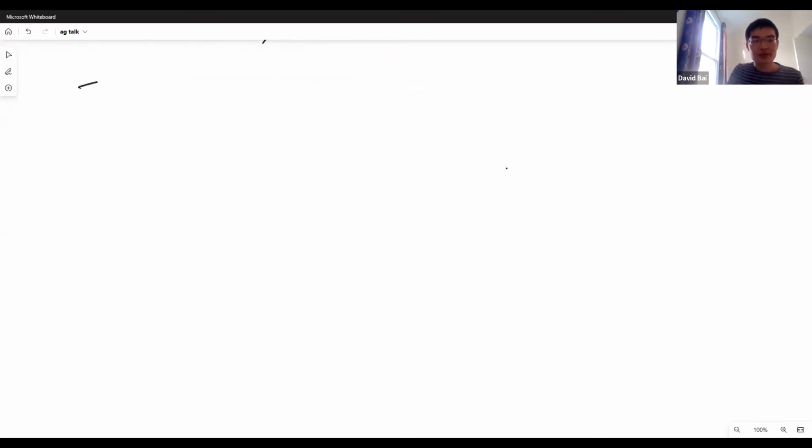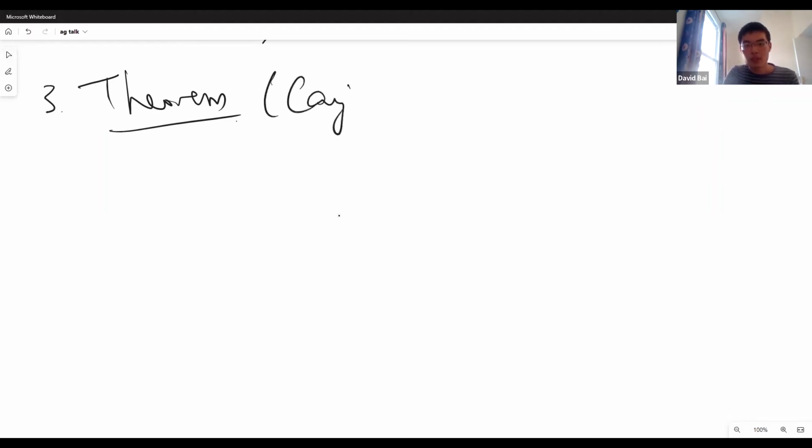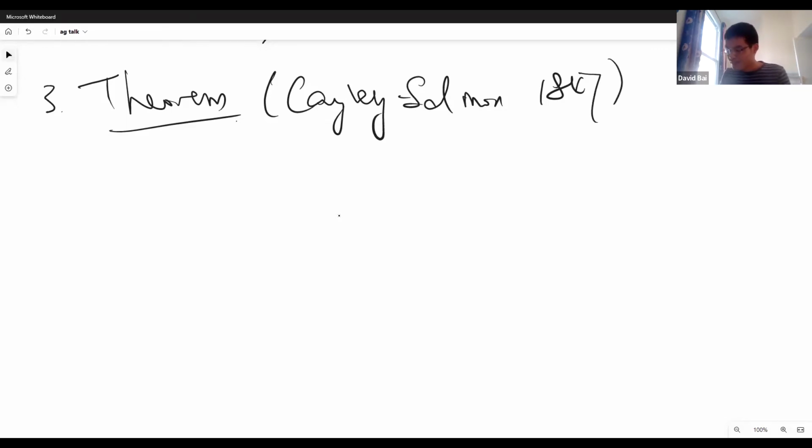This theorem, which is my section 3, is basically the first non-trivial result in this geometry of, well, it's called enumerative geometry. So it says the following, and I will explain some of the terms afterwards. So this is due to Cayley and Salmon in 1847 or 1849. 1849.